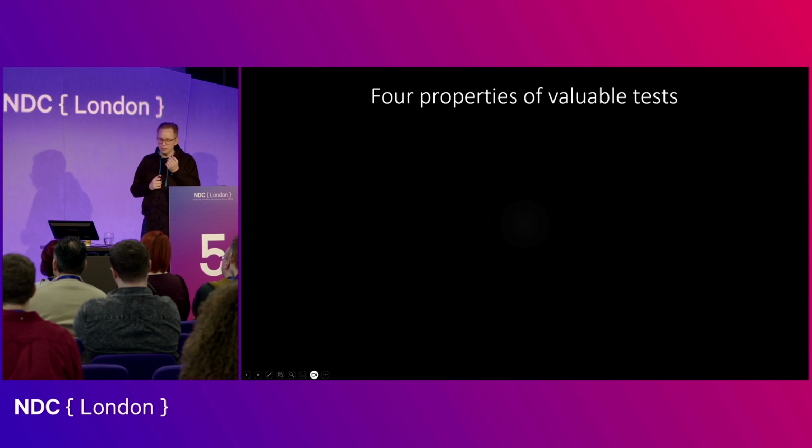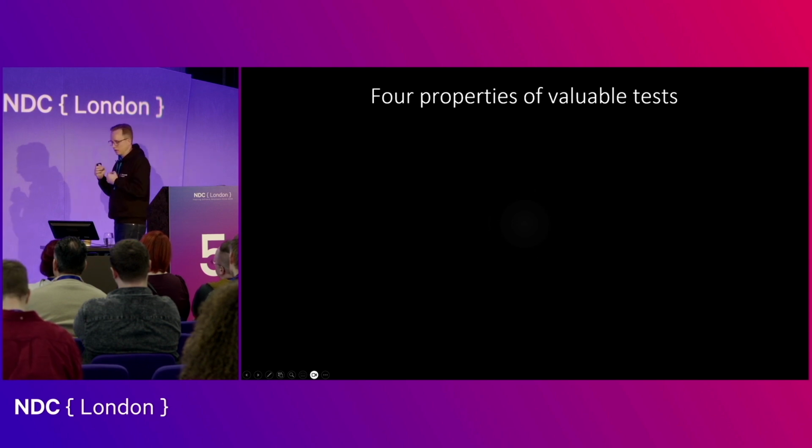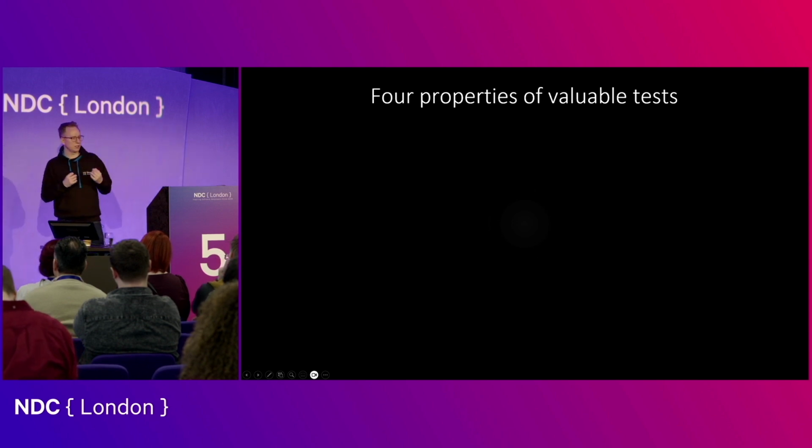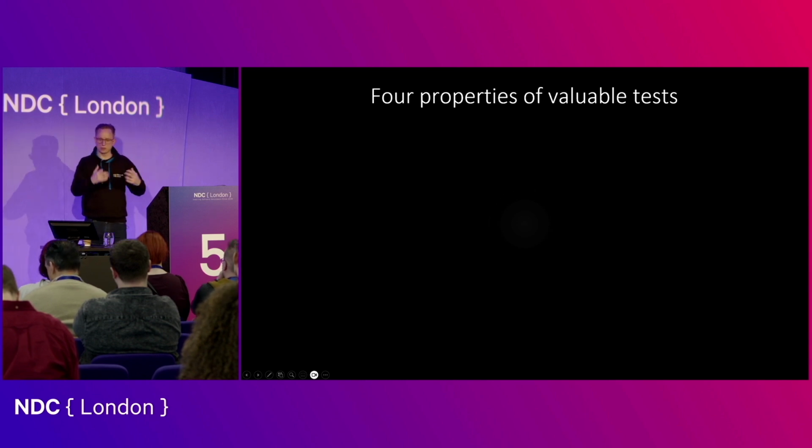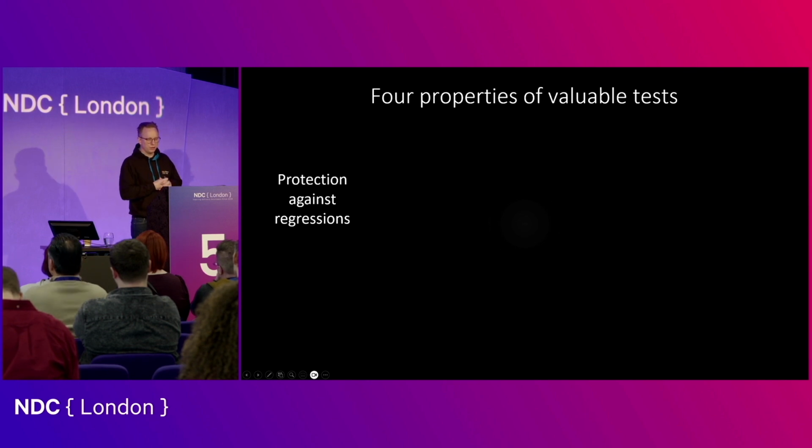Now, for me, when I look, not just for Blazor testing, but in general, at what kind of approach I want to have to testing a specific solution, a specific thing we're building, I sort of lean on these 4 pillars, properties for what I consider valuable tests. And the first thing is protection against regression. So I want my test to give me protection against regression.